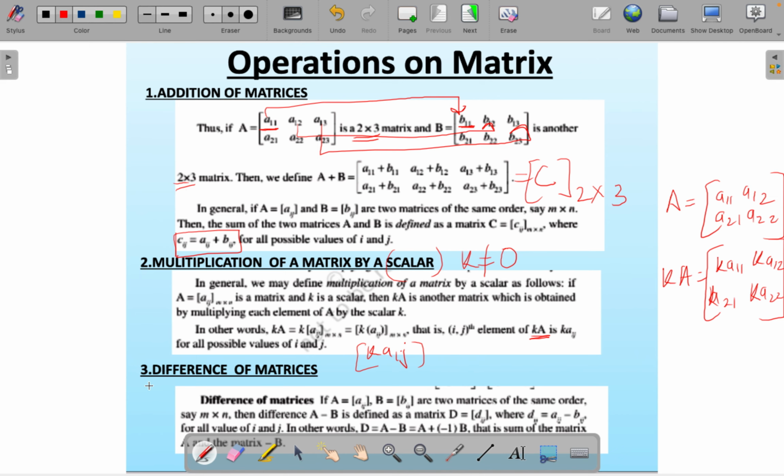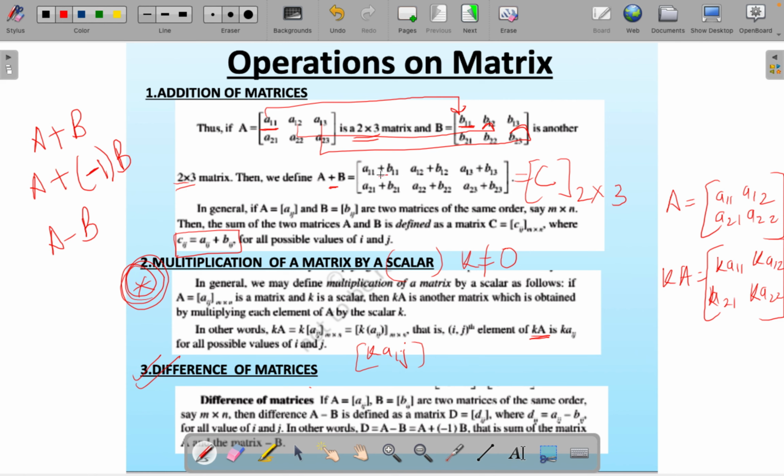Alright, let's talk about the difference of the two matrices. Now, difference of two matrices also uses the concept of multiplication by a scalar. How? We already know the concept of addition, children. So, if I multiply the second matrix by the scalar -1 and then I add, don't you think I will get A minus B?